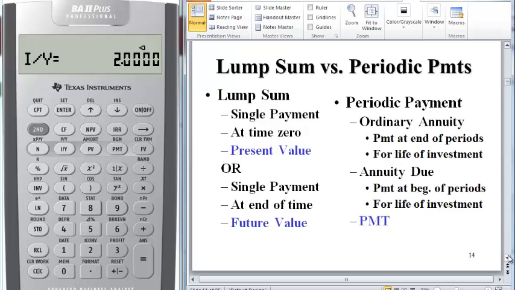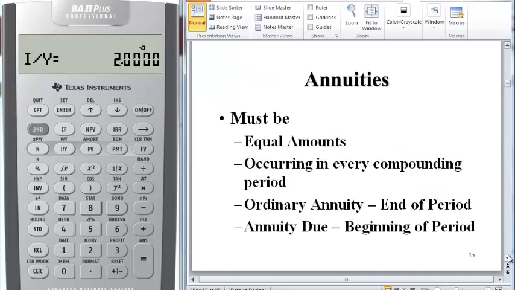Let's talk for a second about an annuity. So a lump sum is a single payment at time 0. That's a present value. Or a single payment at the end of time. That's a future value. Periodic payments would be payments that are made continuously. So an ordinary annuity is when a payment is made at the end of a period. An annuity due is when a payment's made at the beginning of a period.